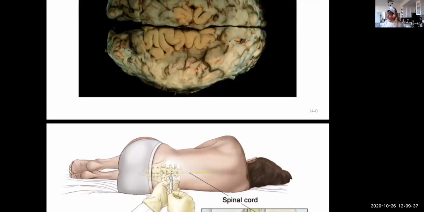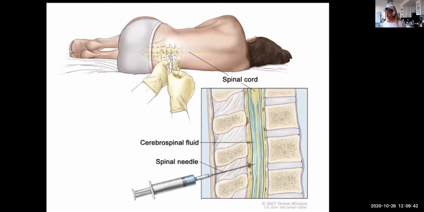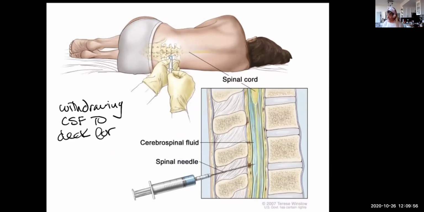We did mention before that this is withdrawing cerebrospinal fluid to check it for white blood cells, a spinal tap. So withdrawing cerebrospinal fluid to check for abundance of white blood cells.